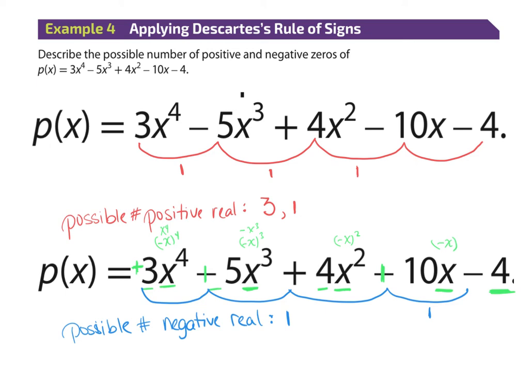It says you can look at how the signs change, and it's an indicator of the possible number of positive and negatives you will have. All right?